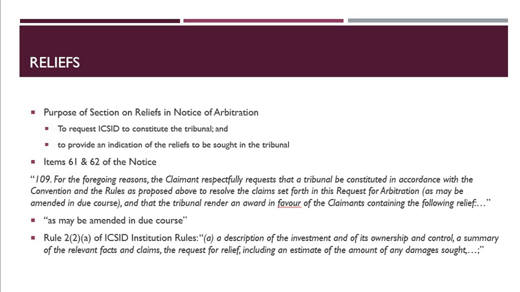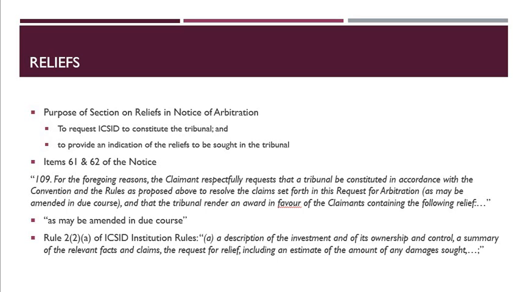Let's see how the reliefs figure in the notice of arbitration in Discovery LLC versus Slovakia. 10. Request for relief. Para 109. For the foregoing reasons, the claimant respectfully requests that a tribunal be constituted in accordance with the convention and the rules as proposed above to resolve the claims set forth in this request for arbitration as may be amended in due course, and that the tribunal render an award in favor of the claimants containing the following relief, and then it goes on.